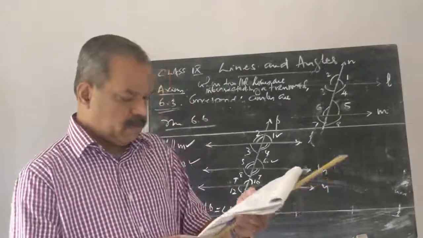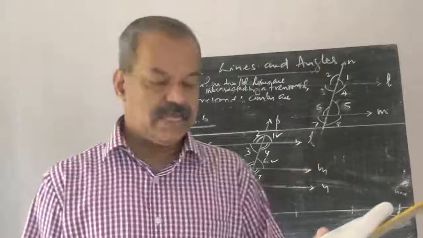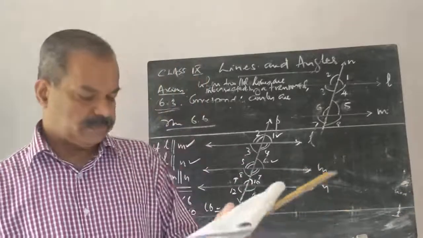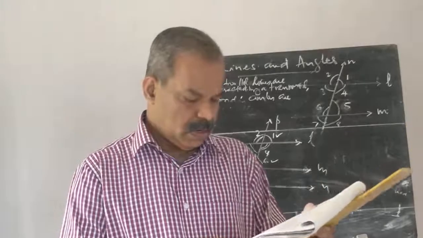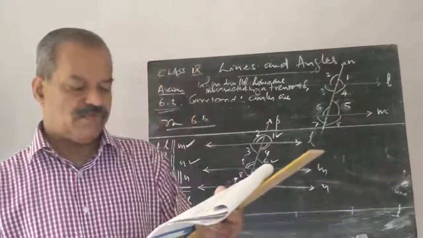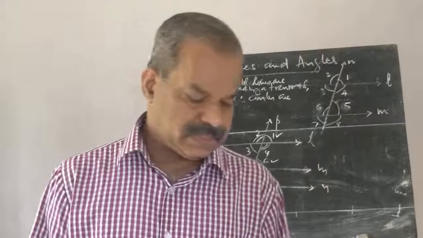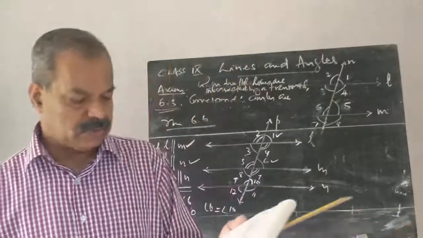Now read textbook pages 98 to 101 and study examples 4, 5 and 6. Do exercise 6.2, all questions.